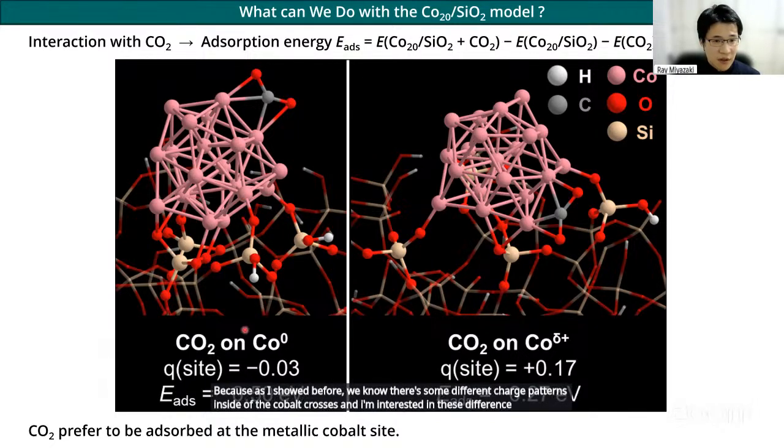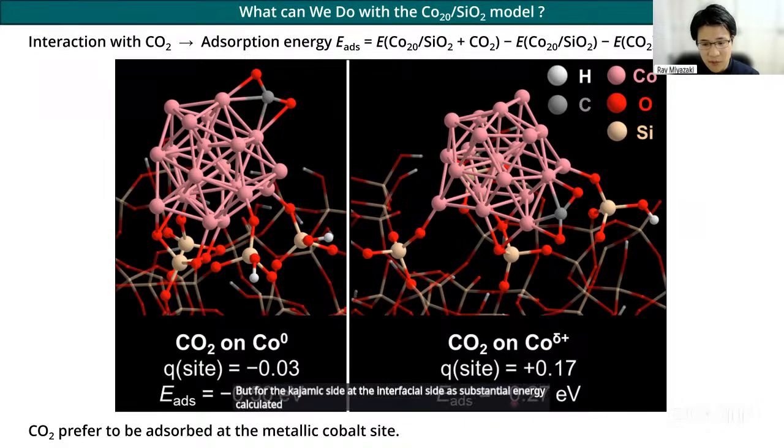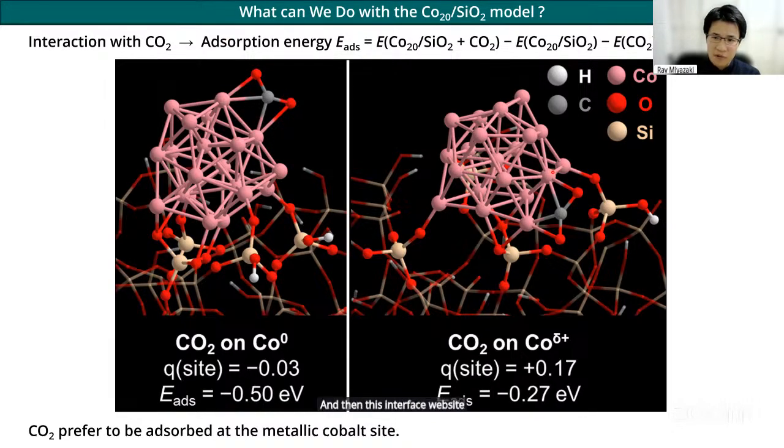Here, this is the CO2 adsorption structure at the most negatively charged site, that is, the metallic cobalt site. The calculated adsorption energy is minus 0.5 electron volts. But for the cationic site at the interfacial site, the adsorption energy is calculated to be minus 0.27 electron volts. That means CO2 prefers to be adsorbed at the metallic cobalt site, and the interfacial site is not the most stable or preferable CO2 adsorption site.